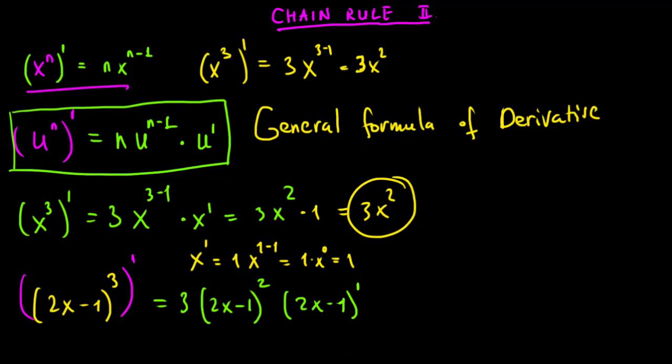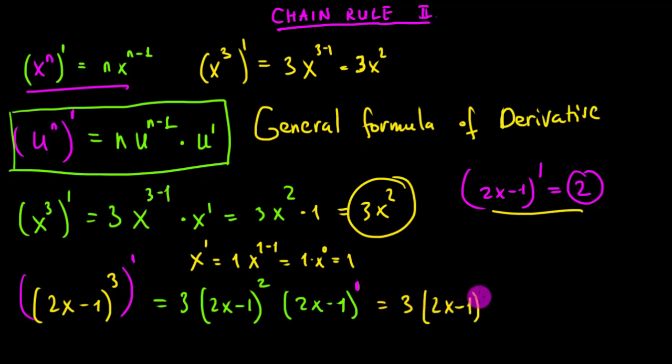So you have to find the derivative of this one. Let me write here, derivative of 2x minus 1, it is just 2. If you didn't understand this one, please let me know. We can do extra lessons. So this will be 3 times 2x minus 1 to the power of 2, and then you have 2 here, so it will be 6 times 2x minus 1 to the power of 2. This is your answer.